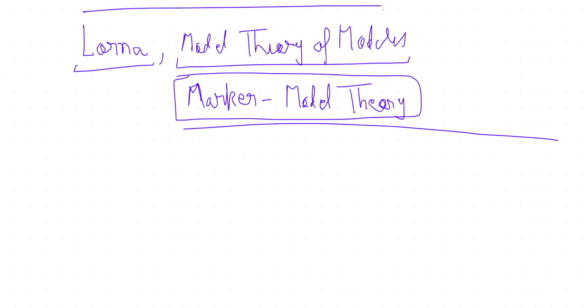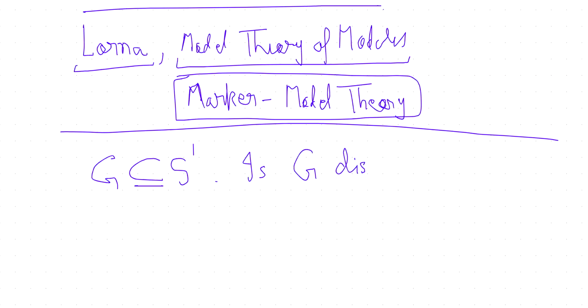Yes, exactly. I should write it. So you look at G inside S1. We understand what we mean by this. So is G discrete? Around every point, is every point an open set? This should be easy. Are these isolated points? Yes. That should not be difficult.